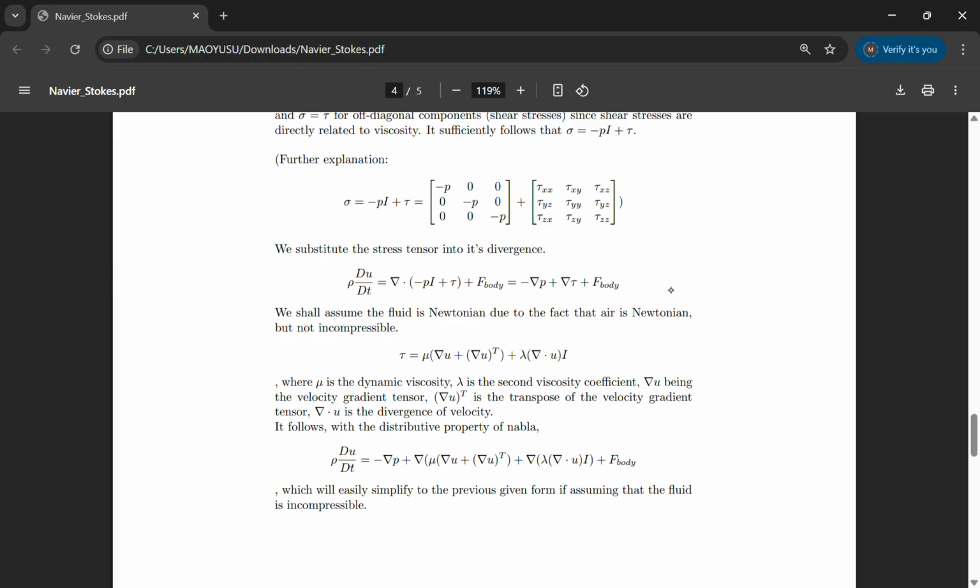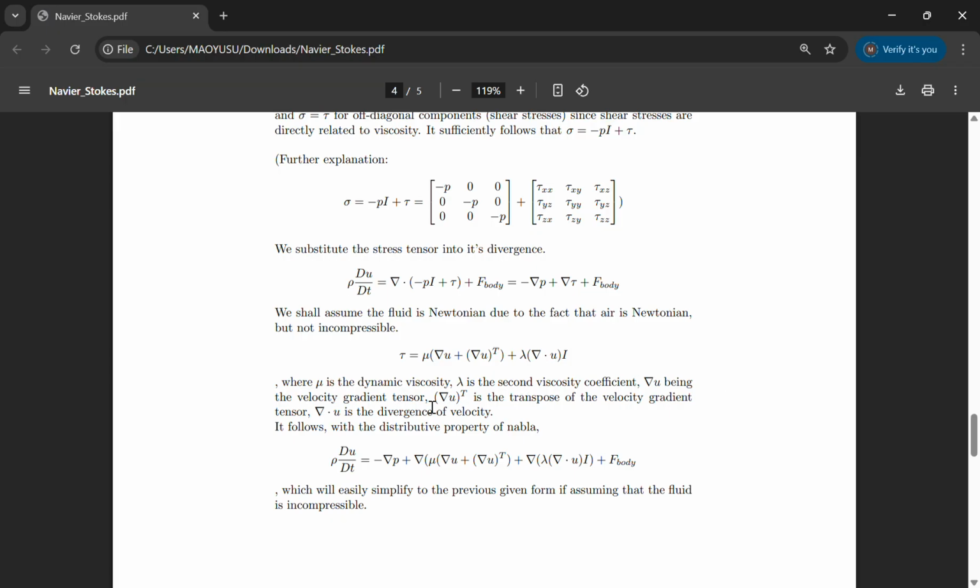We're doing climate modeling, so we consider this only because the air is compressible, but air is Newtonian. So we just have this very nice expression here. Not the most friendly looking, but tau equals mu times (nabla u plus nabla u to the power T) plus lambda times nabla dot product u times I.